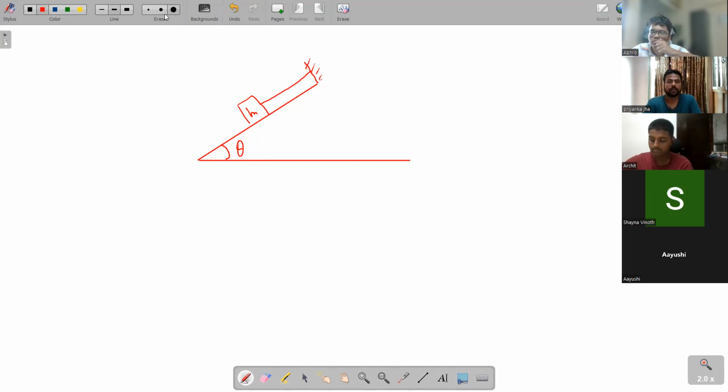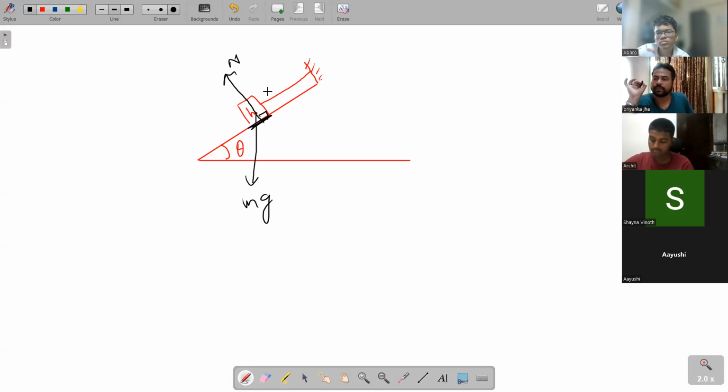See, on this block, mg will act, that is downward. This inclined plane will apply a normal force to this block, and the normal force will always be perpendicular to the surface of contact. So this is the surface of contact, and the normal force will be perpendicular to this inclined surface. The rope is connected to this body, and you know that a rope is always pulling in nature. You can understand this body will have a tendency to slide down. So this string will prevent this body from sliding.